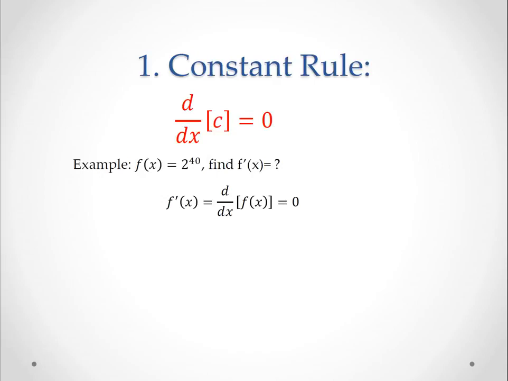Example: f of x is equal to 2 to the 40th power. So what is the derivative of f of x? f prime of x, meaning the derivative of f of x, is equal to the derivative of a constant, which is 2 to the 40th power. We know that the constant does not change with time or with any variable. So the derivative of 2 to the 40th power is equal to 0.